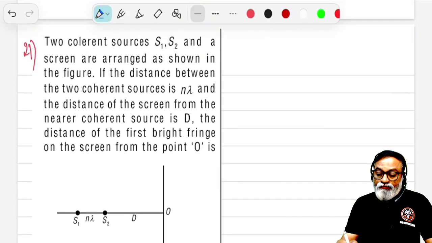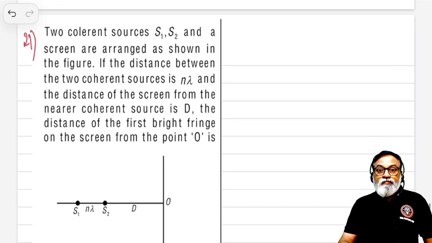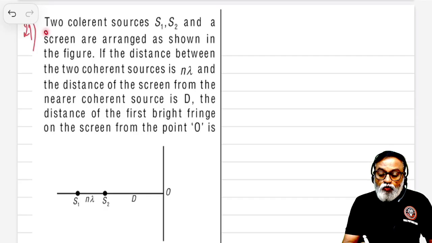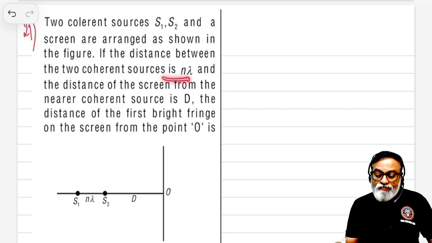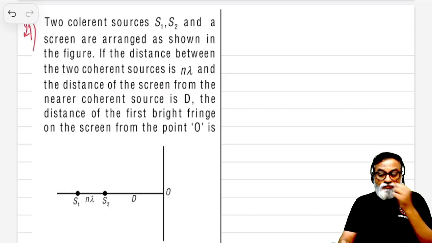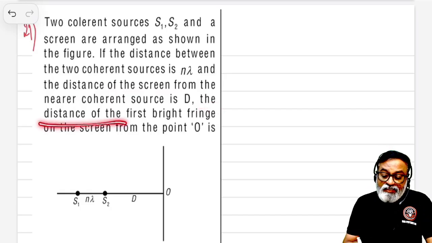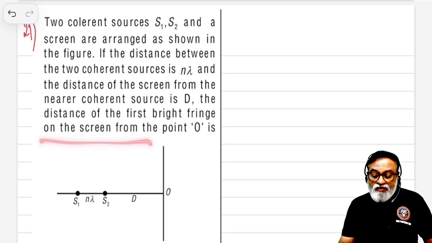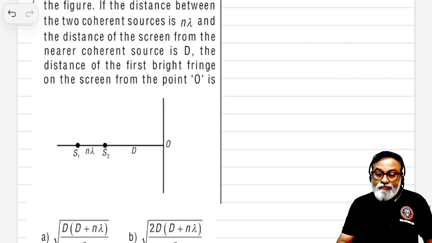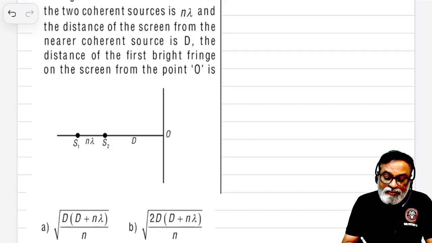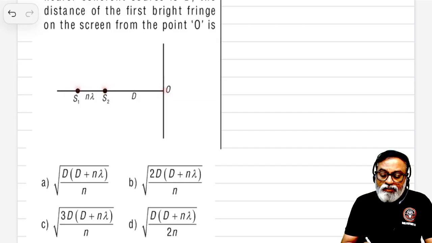See here. Two coherent sources S1, S2 and a screen are arranged as shown in the figure. If the distance between the two coherent sources is n lambda and the distance of the screen from the near coherent sources is d, find the distance of the first bright fringe on the screen from the point O. See here, here is S1, S2. On screen O, the path difference between S1O and S2O is n lambda.